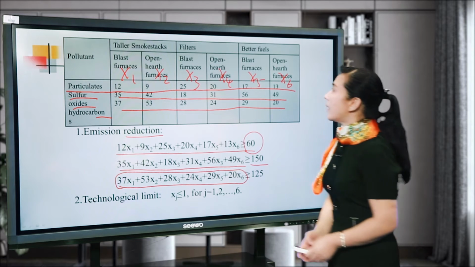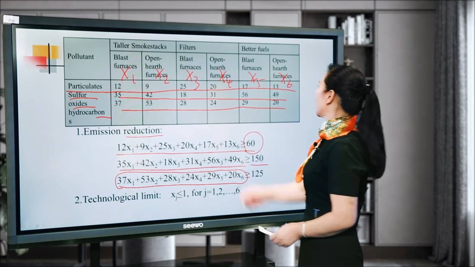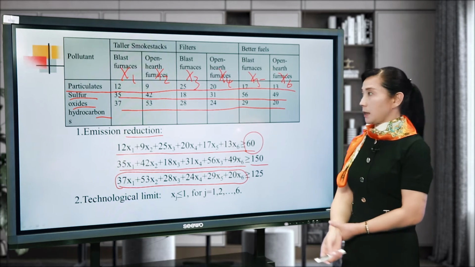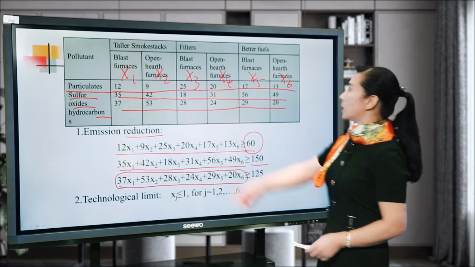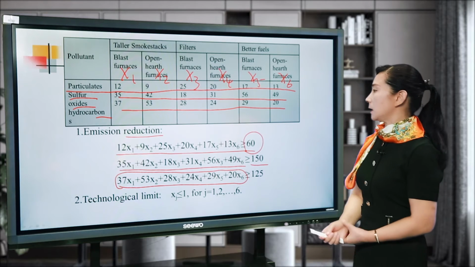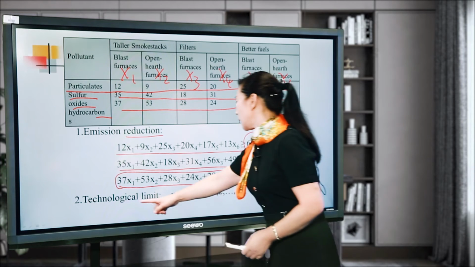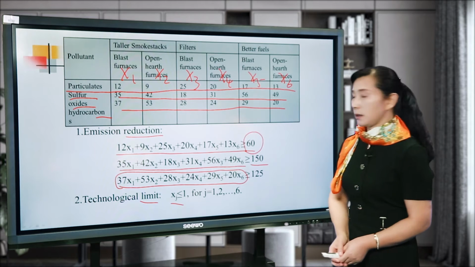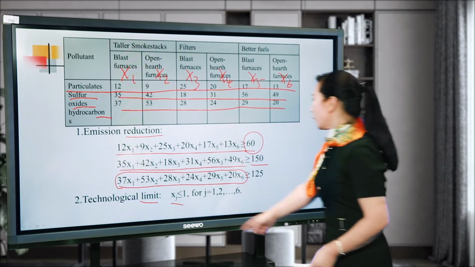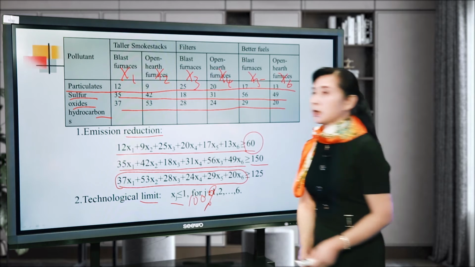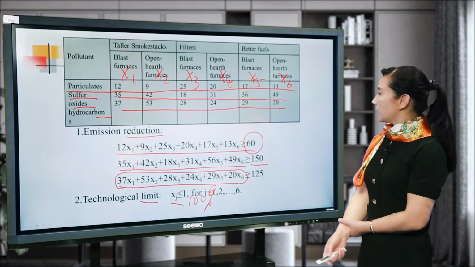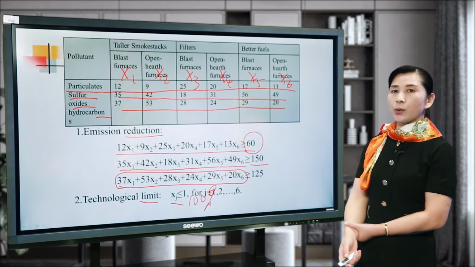And in this problem, x1, x2, x3, x4, x5, x6, the decision variables, are the fraction of the 3 methods installed. So the technological limit is xj less than or equal to 1, where 1 means 100%. So this is the model of this problem.